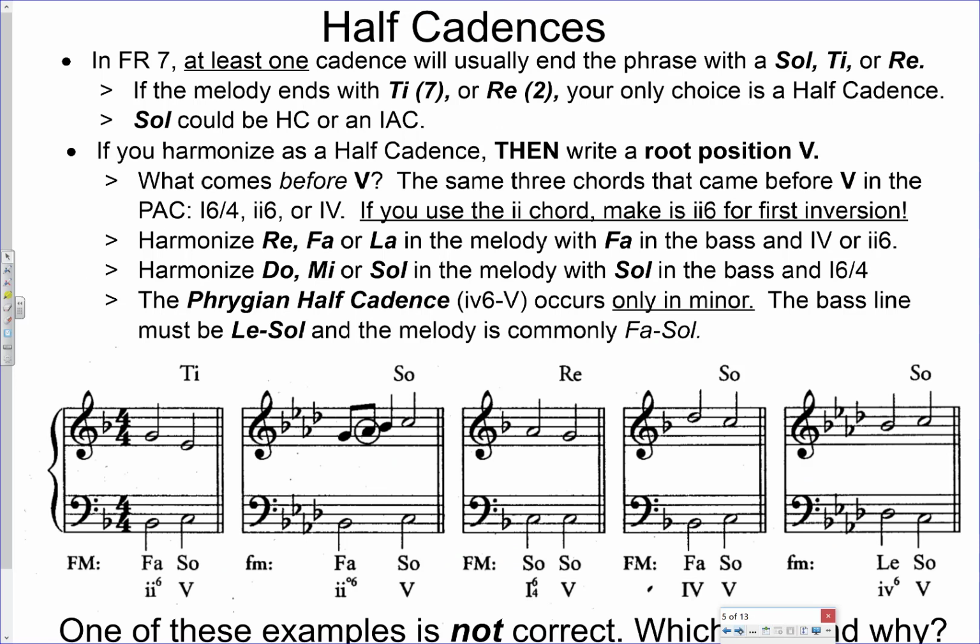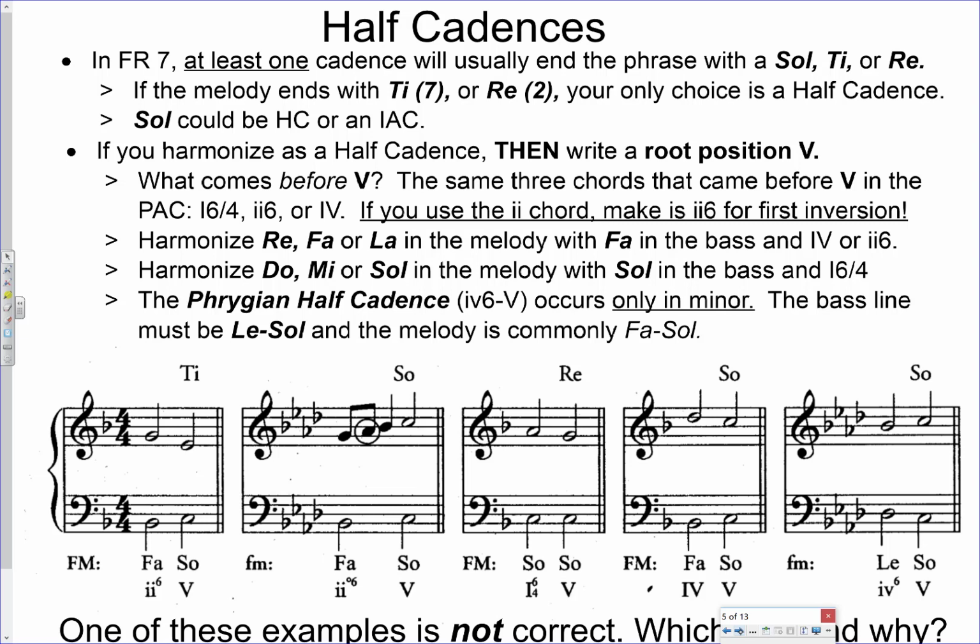Let's talk about half cadences. Okay, by the way, whenever you see FR, that means free response. So this is free response question 7. When we talk about half cadences, in free response question 7, there will be at least one cadence that will be a half cadence. It will end the phrase with a sol, a ti, or a re. That's the spelling of the 5 chord. So if the melody ends with ti, which is the 7th scale degree, or re, the second scale degree, your only choice is a half cadence.